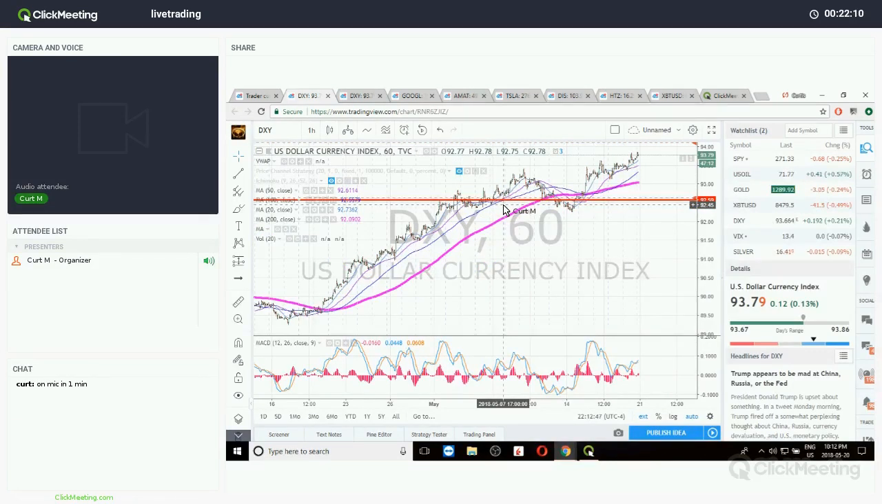As far as the quadrants and our algorithmic trading model, I can't show you that, but it's going to be out within the next month.